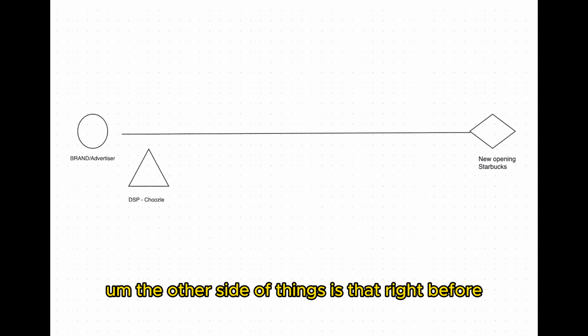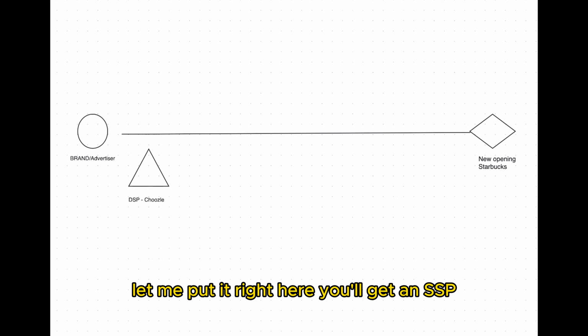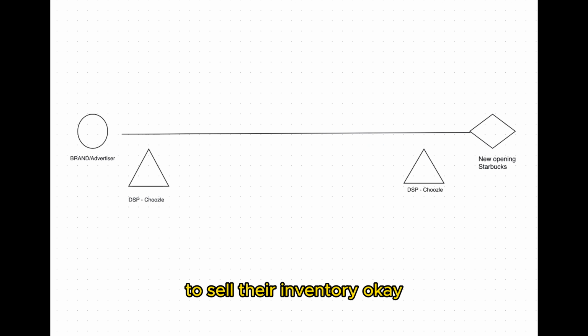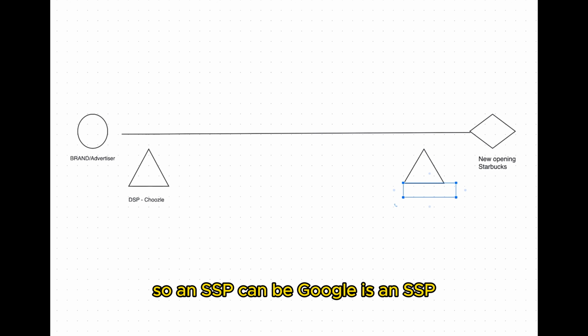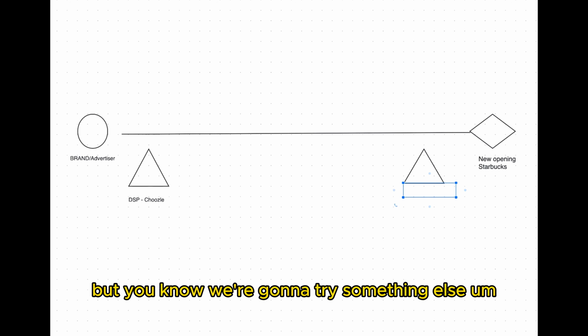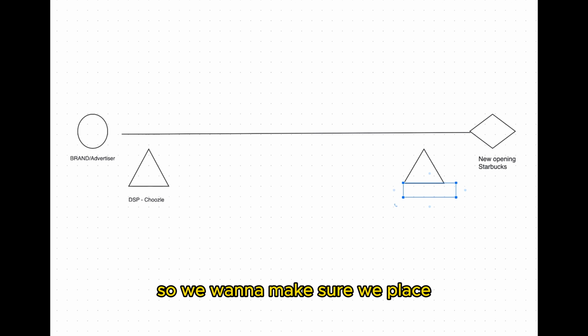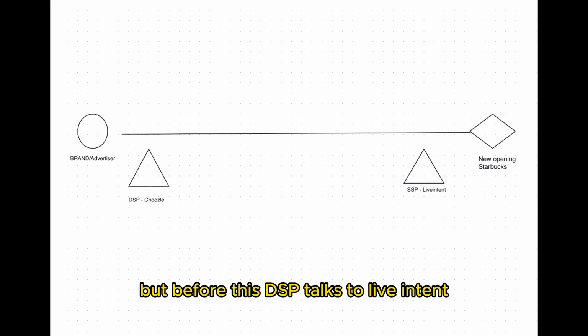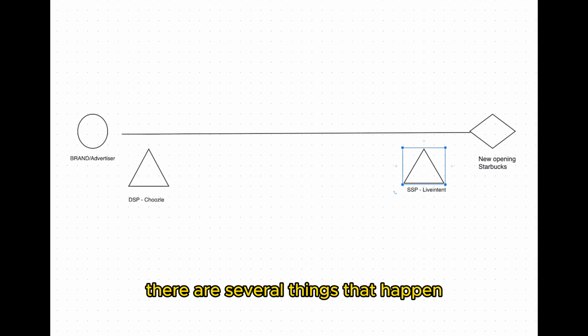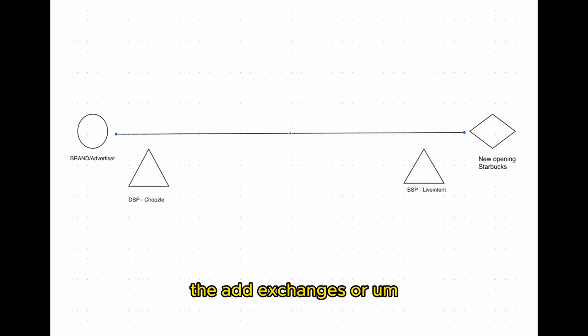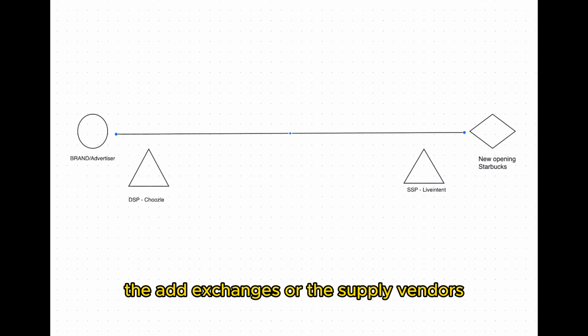Now, the other side of things is that right before, let me put it right here, you'll get an SSP, right? The SSP is basically what the publisher needs to sell their inventory, okay? So an SSP can be, Google is an SSP, but we're going to try something else. Let's do LiveIntent. They're a specific SSP, okay? So we want to make sure we place the new opening Starbucks ad via LiveIntent inventory. But before this DSP talks to LiveIntent, there are several things that happen. And so this represents the bridge that we were talking about, which is the ad exchanges or the supply vendors.